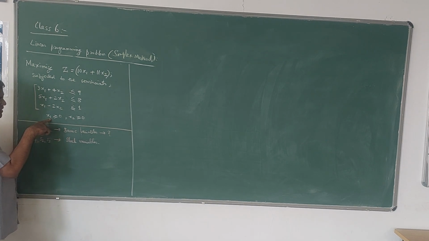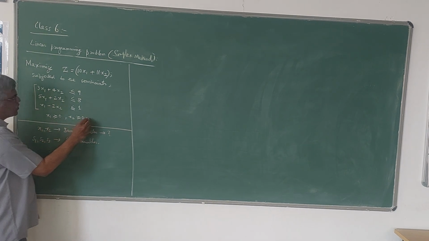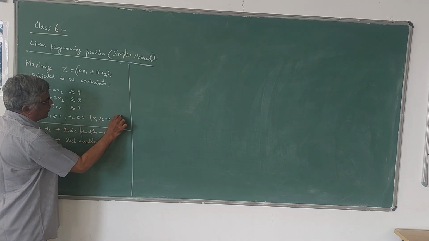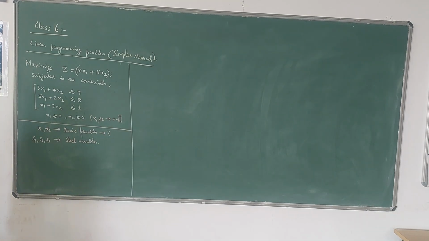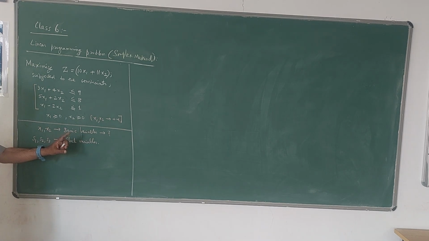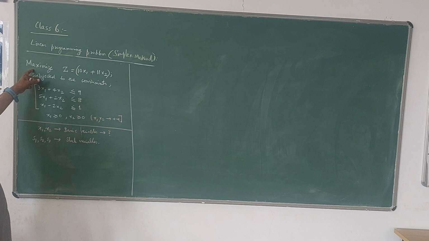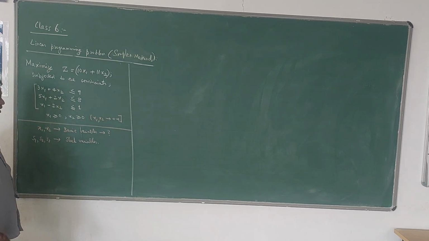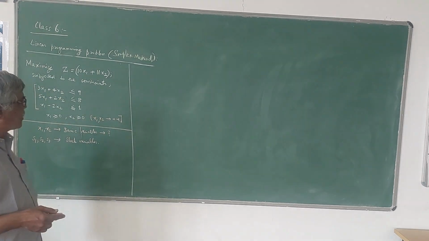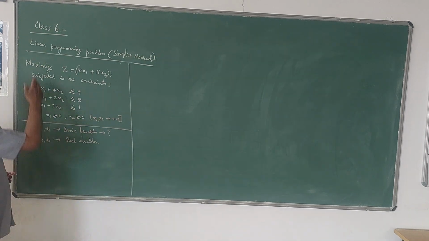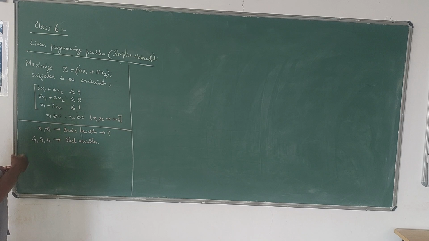And the last constraint says that x1 and x2 both are positive. Greater than or equal to 0 means they are positive; they cannot be negative. So this is the problem. Now we have to find x1 and x2. Once you find x1 and x2, then you can find the maximum value of z. I explained one problem in the earlier video class, the 5th class. Similarly, we will do this.